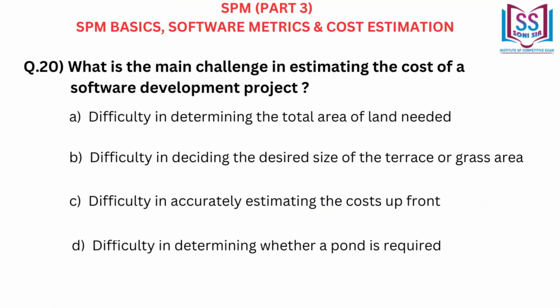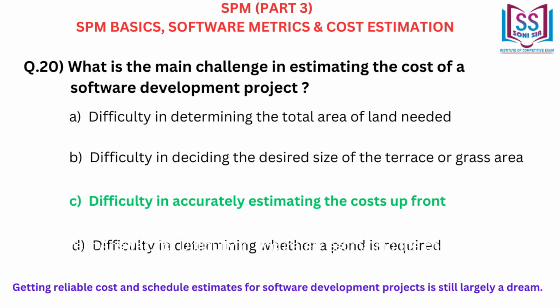What is the main challenge in estimating the cost of a software development project? A. Difficulty in determining the total area of land needed. B. Difficulty in deciding the desired size of the terrace or grass area. C. Difficulty in accurately estimating the costs upfront. D. Difficulty in determining whether a pond is required. Correct answer C. Difficulty in accurately estimating the costs upfront. Getting reliable cost and schedule estimates for software development projects is still largely a dream.